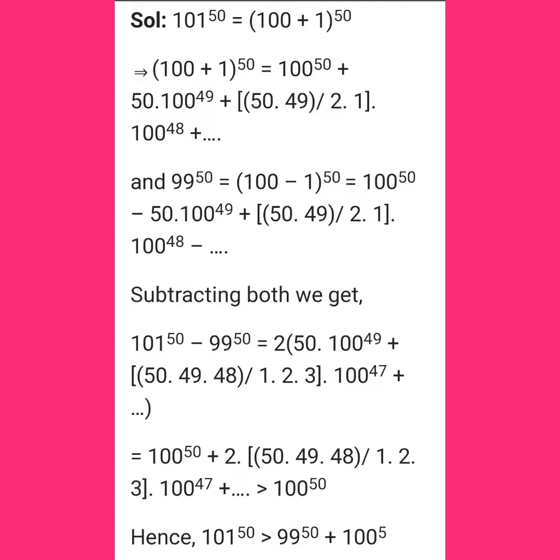So, for this type of relation we can apply the binomial theorem expansion, and thereby we can get the solution. Thank you.